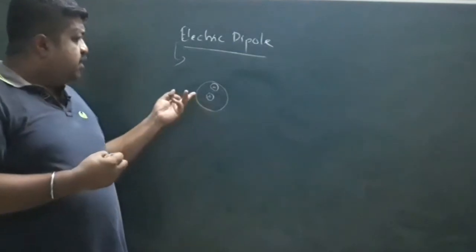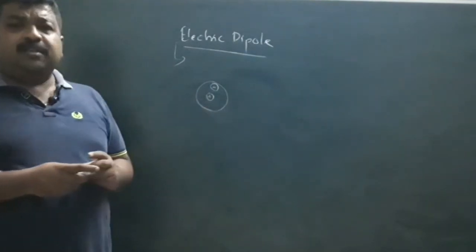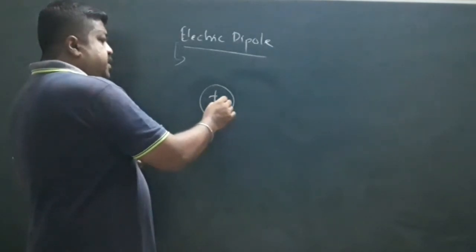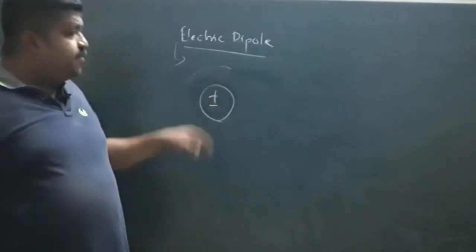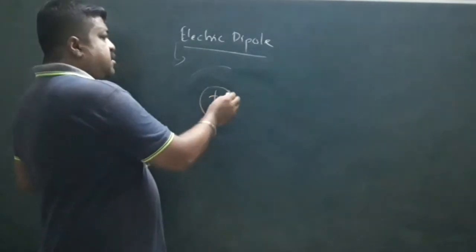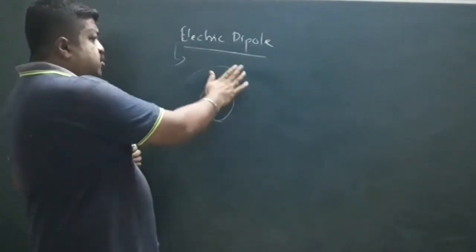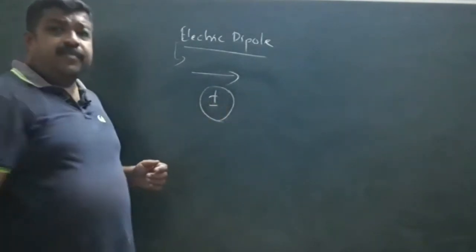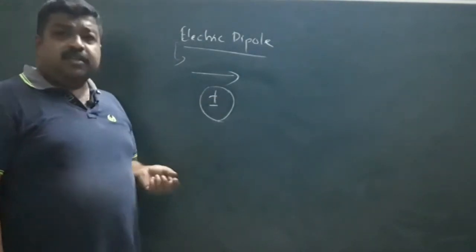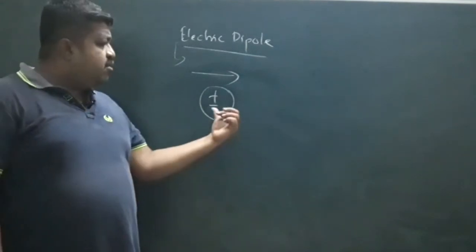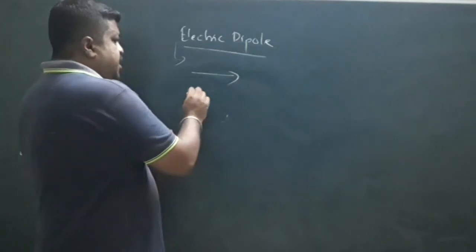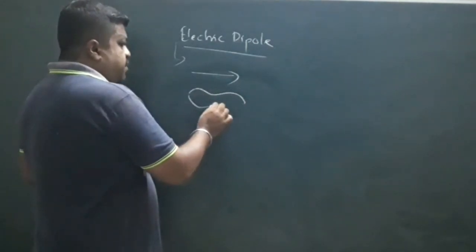Now for this kind of molecule, suppose the positive charge and negative charge are at the same location, and the molecule is placed in some external electric field. What will happen? Suppose the electric field is directed in this direction. The cloud of positive charge will move in the direction of the electric field. The cloud of negative charge will move opposite to the direction of the electric field, and it will acquire this shape.